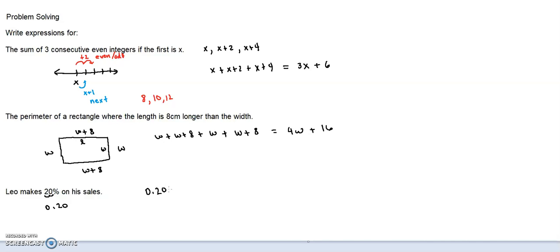Okay, so Leo makes 20% on his sales. If his sales are x, then he's making 0.20 times x. Okay, so those are our expressions for this problem.